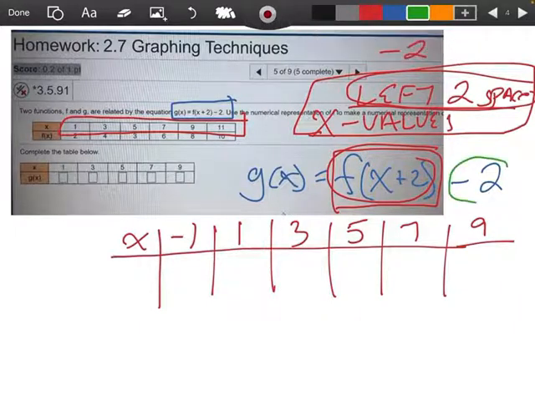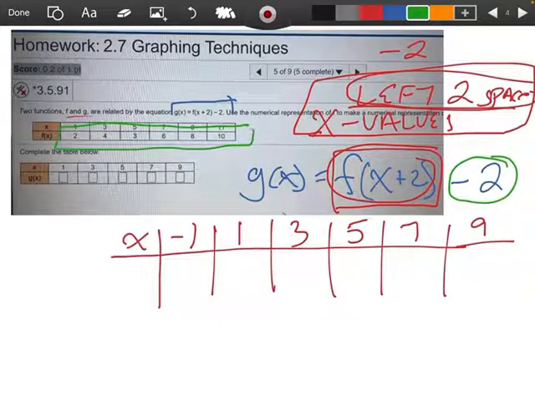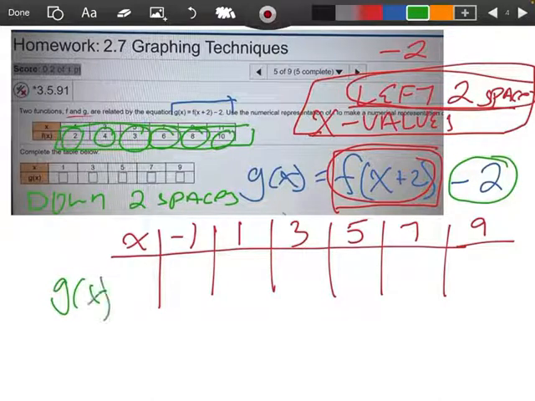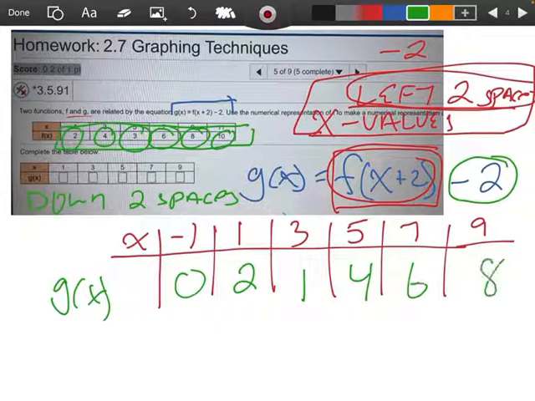Now, how am I going to deal with this part? This part is going to affect my y values. So what I'm going to do now is I'm going to come back over here, and I'm going to look at my y values, and if there's a minus 2, I'm going to go ahead and move them down 2 spaces, okay? So I'm going to take each of these y values and I'm going to subtract 2 from every one of them, okay? So here's my function g of x. And so 2 minus 2 is 0, and this is 2, and this is 1, and this is 4, and this is 6, and this is 8, right? So here's my new table.